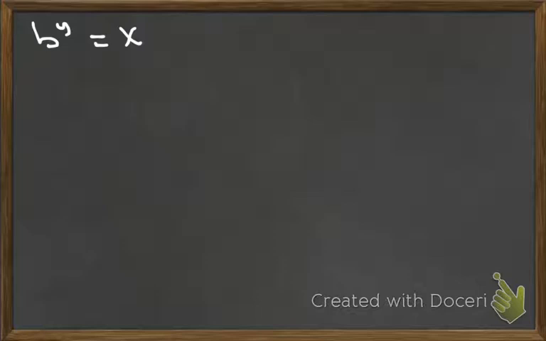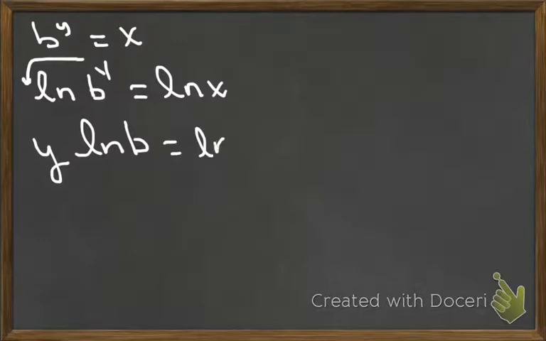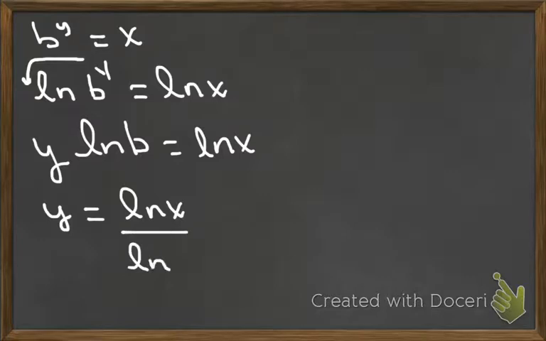And so now I can take the natural log of both sides of the equation. So natural log of b to the power of y is equal to the natural log of x. And then by using the properties of exponents on natural logs, or logarithms in general, this y can come to the front. So I get y times the natural log of b is equal to the natural log of x. And now I'll solve for y. So y is equal to the natural log of x divided by the natural log of b.